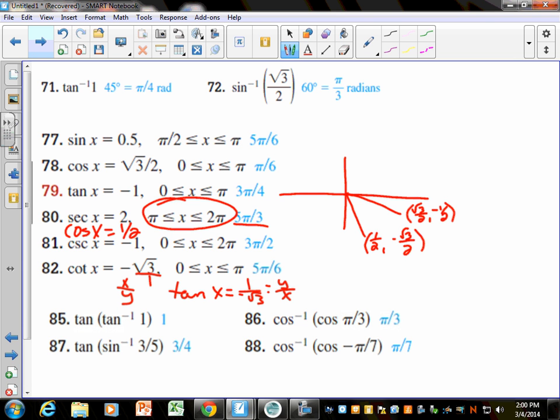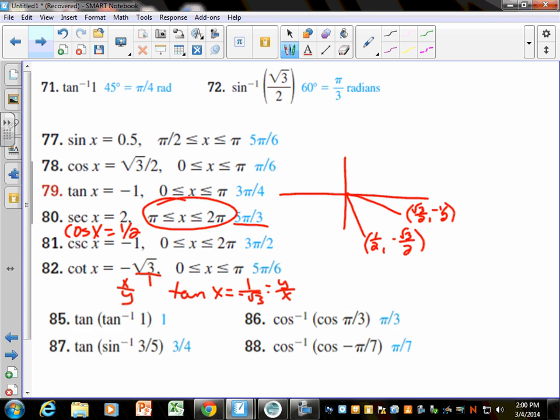Other questions on those? What about the bottom ones here, 85 and 86? Those are from our unit circle, we can do those, right? You just start with the inside and you work it out.